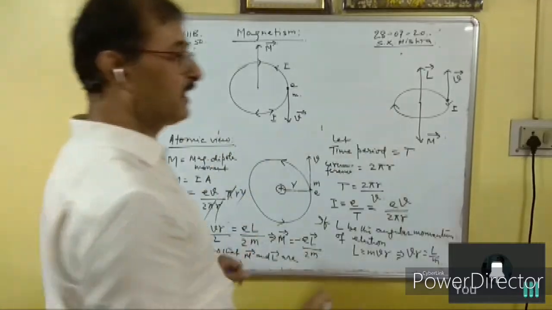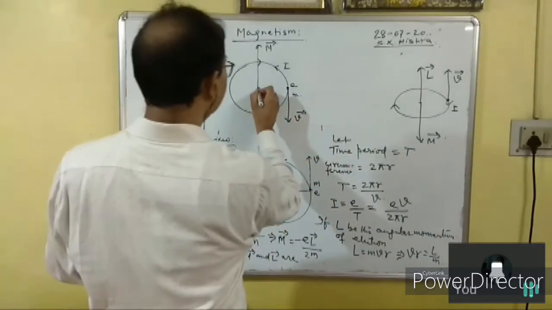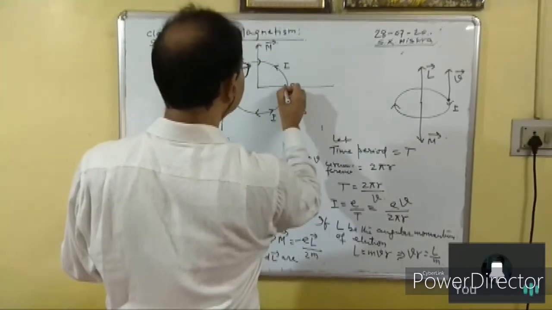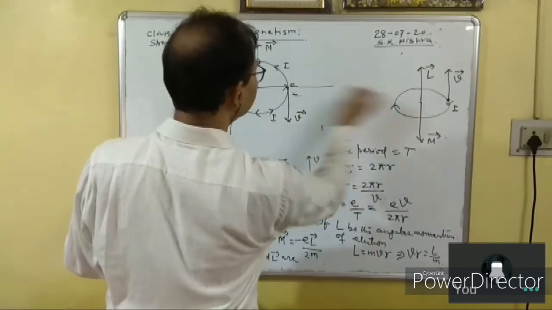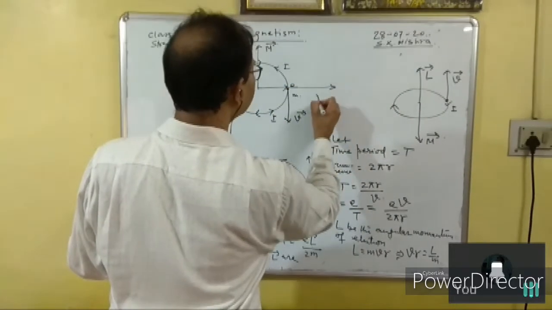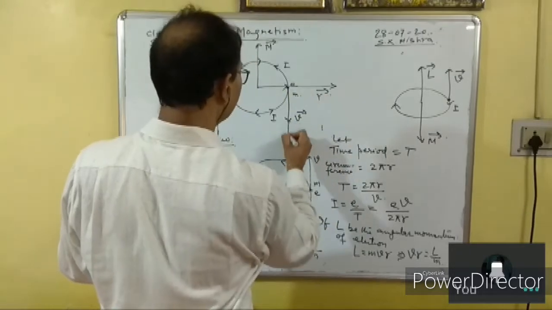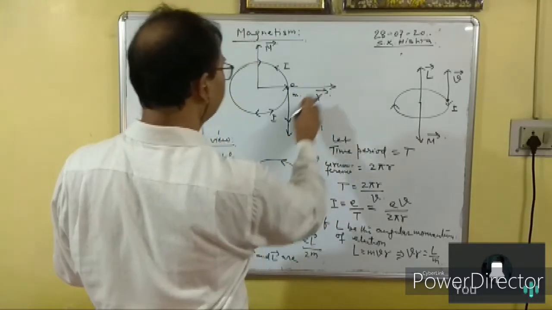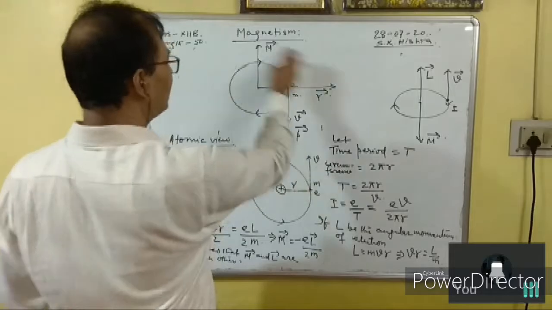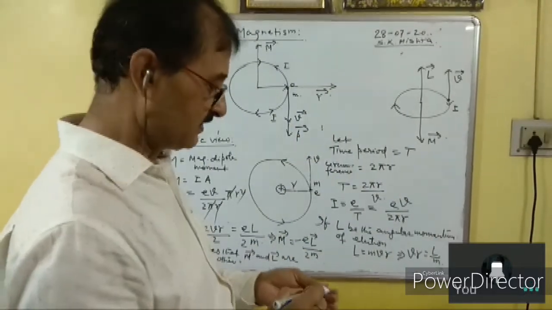Negative sign indicates that vector M and vector L are opposite to each other.